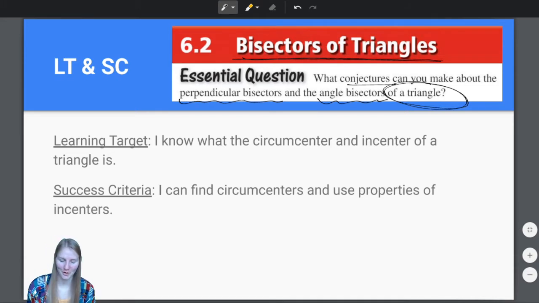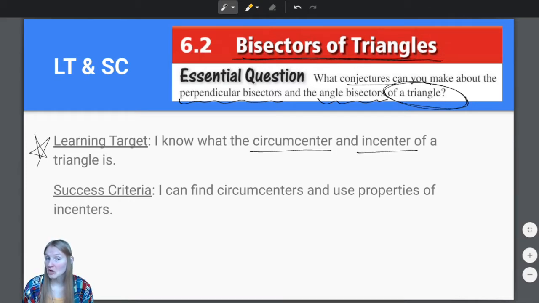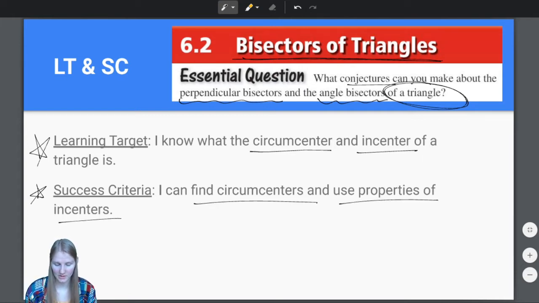Our learning target is that you know what the circumcenter and incenter of a triangle are. What are the circumcenter and incenter of a triangle? Our success criteria is that you can find circumcenters and use properties of incenters. Finding incenters is difficult, so we're not going to do that in this video. Maybe in a future one. Stay tuned. So, I can find circumcenters and use properties of incenters.